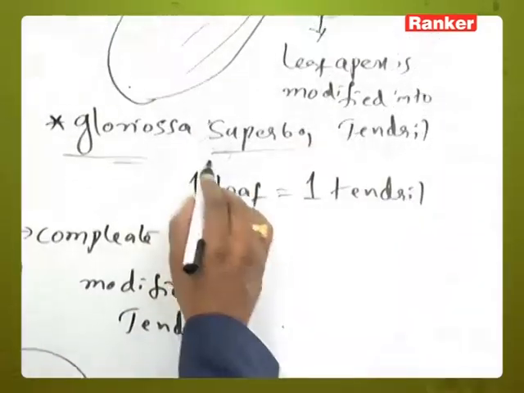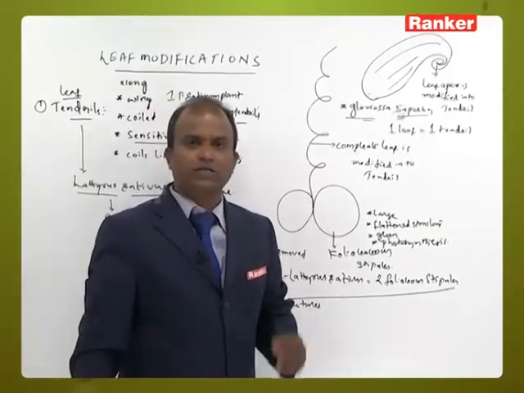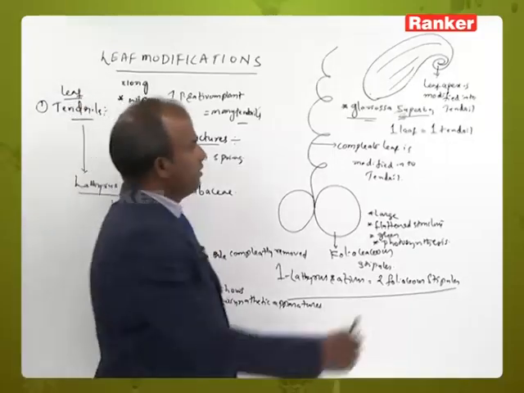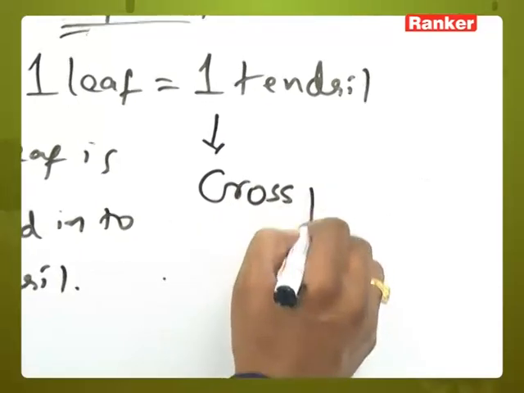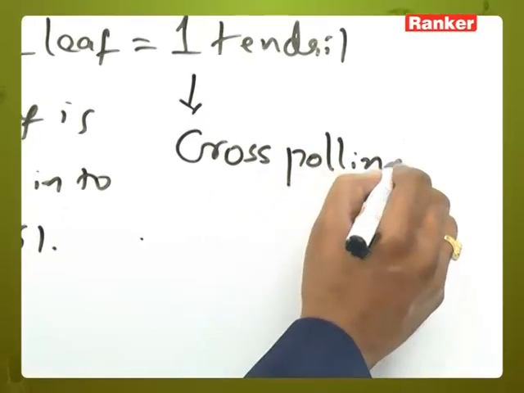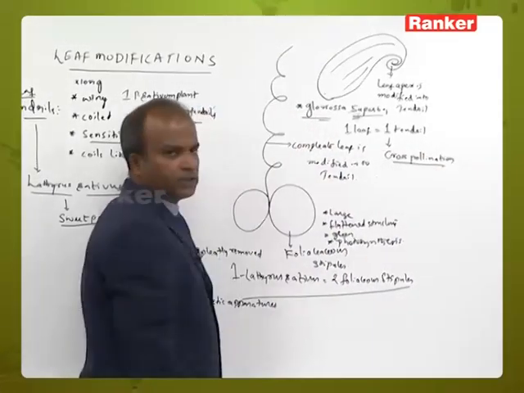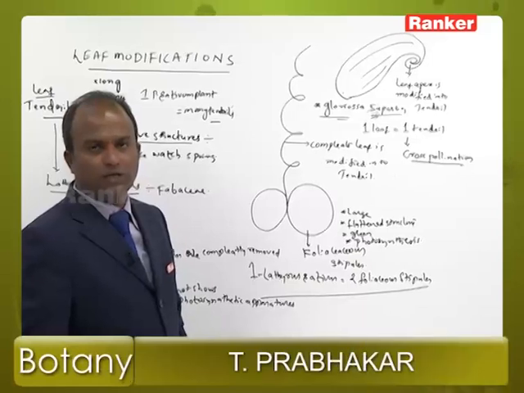And one more thing about this Gloriosa superba. Can you tell me which type of pollination occurs in Gloriosa superba? It shows cross pollination.